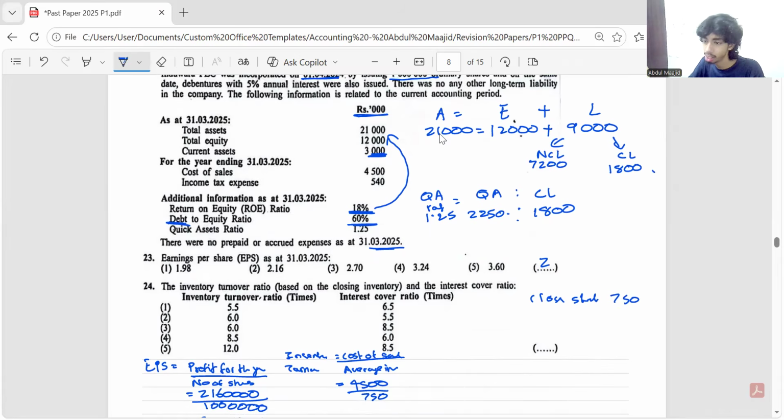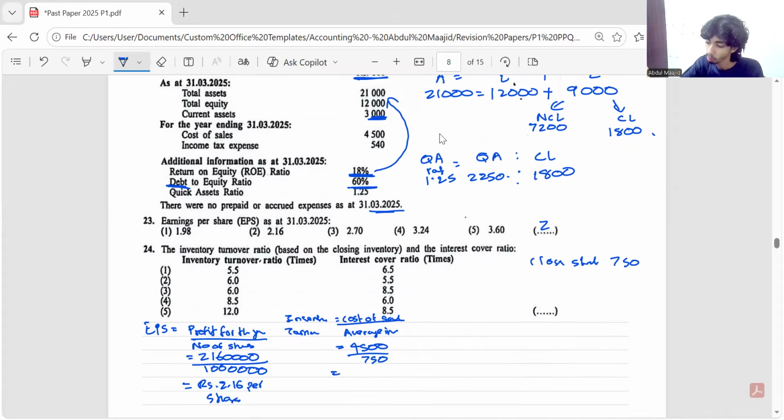Whether it is debtor, creditor or closing stock, in a situation when there are no opening balances of those three items and they ask for the average of it, you take that exact closing amount as the average. Don't divide it by 2. If you have the opening and closing balance, add the opening with closing and divide by 2 to find the average. And how much will be the inventory turnover? 4,500 divided by 750, that is 6 times.